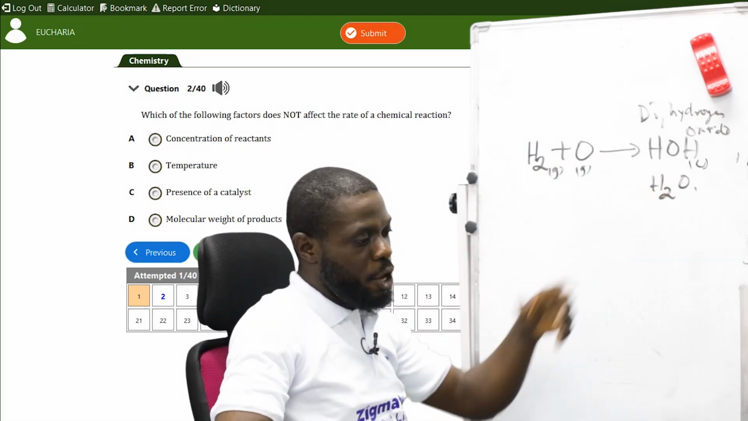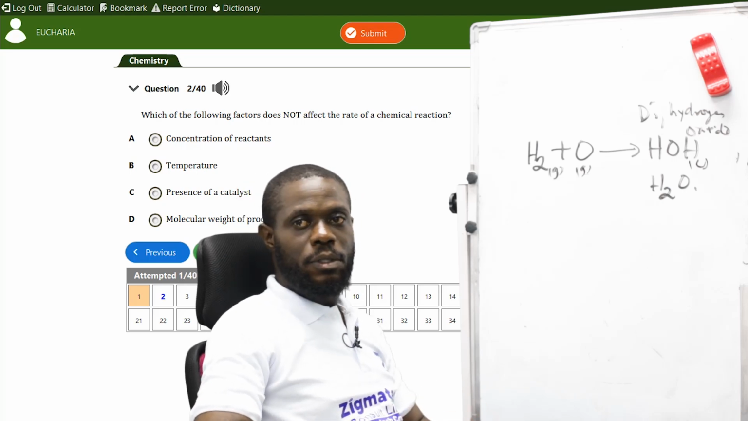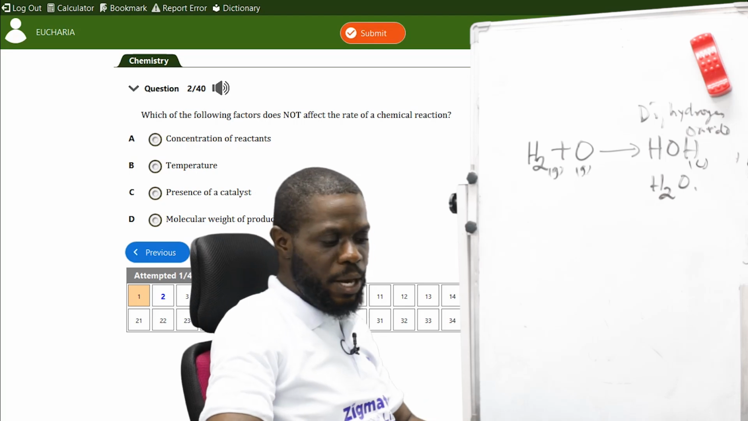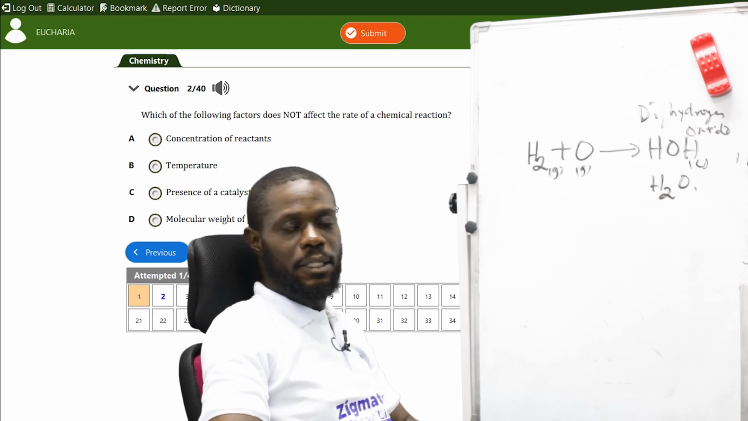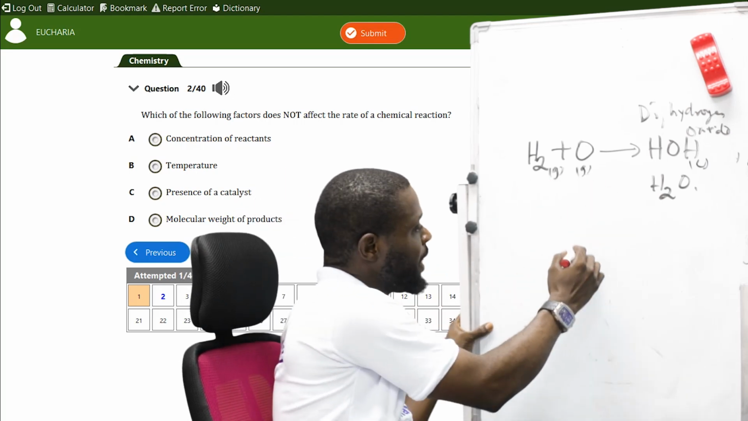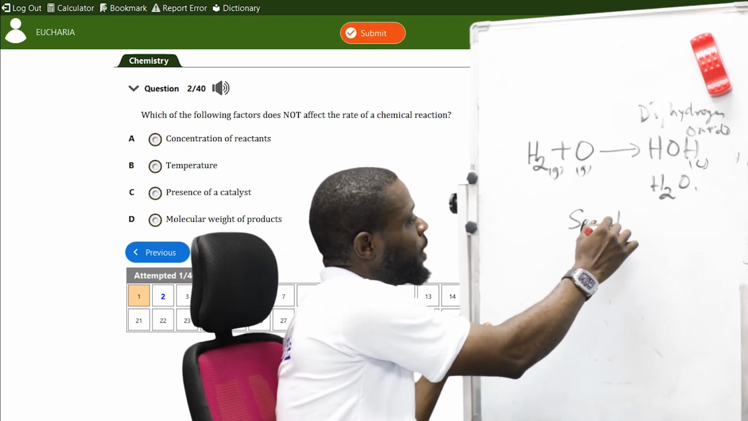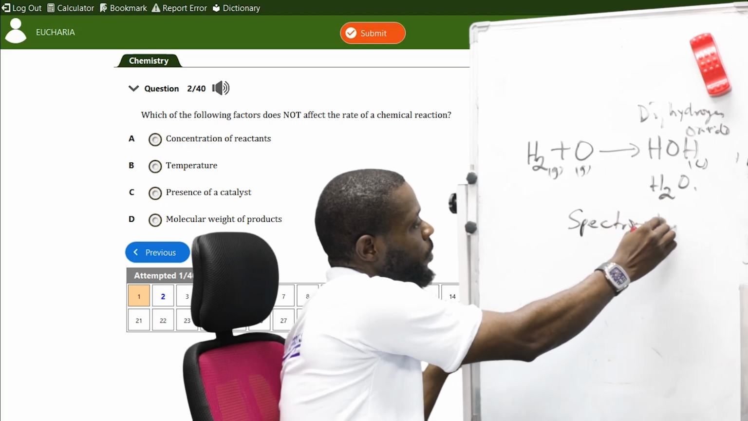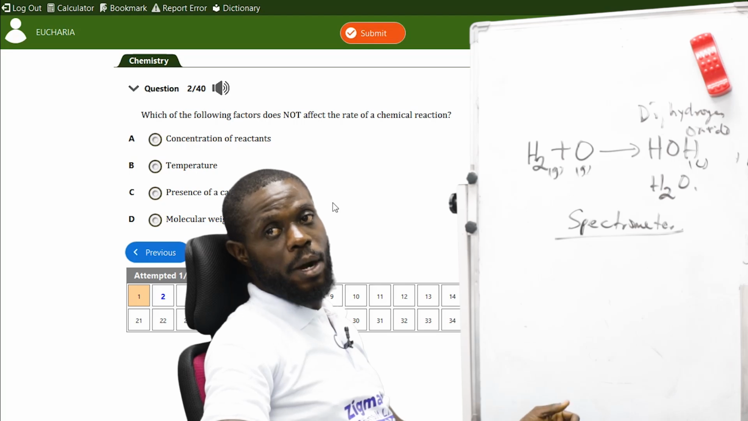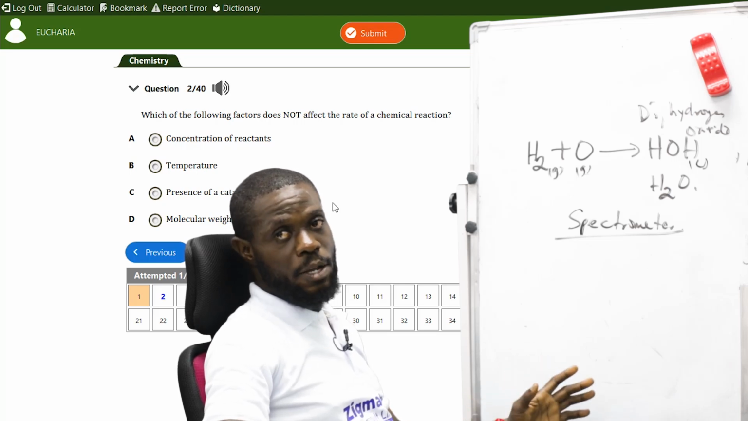Now, in this water, you cannot tell the amount of hydrogen inside. If I bring a cup of water and you look inside, you can't tell me the amount of hydrogen inside the water. The only thing you can use to see this is called a spectrometer. A spectrometer is an instrument used in viewing atoms and molecules in a substance.